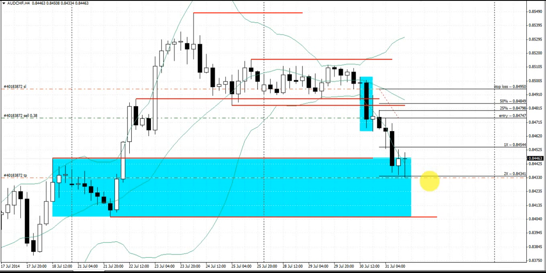We are looking at the Aussie Swiss on the 4-hour time frame this morning. It is Thursday, July 31st, 2014. Okay, I've opened a sell order on this pair last night following this candle right here.